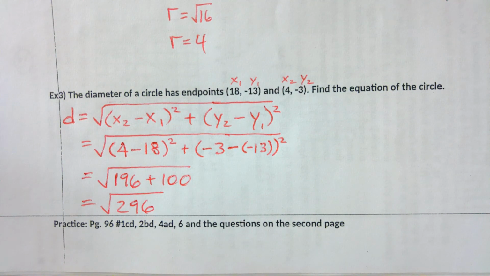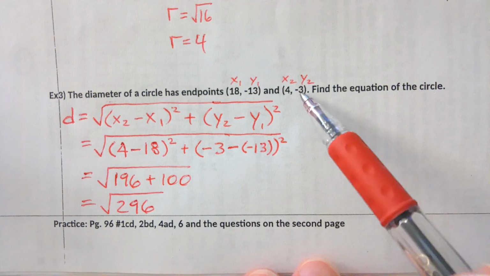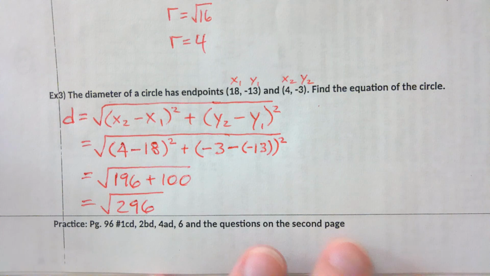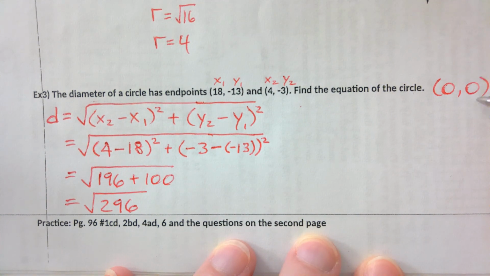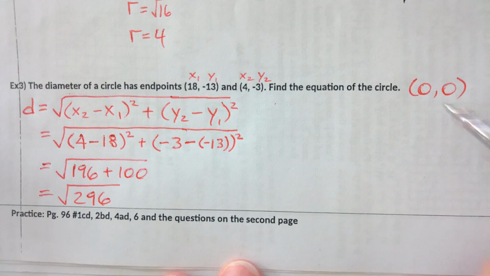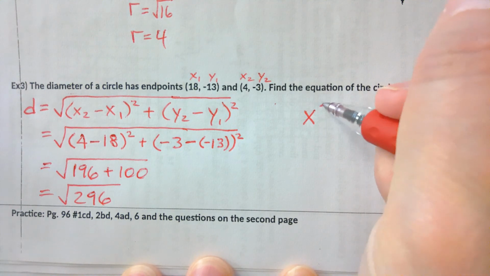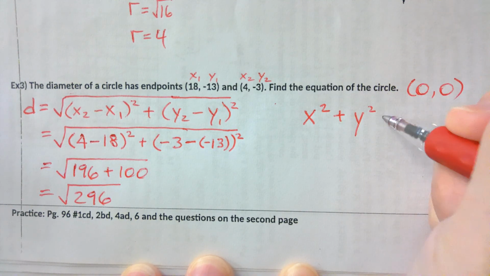Wait, let me write it down. I should have made a change to this question. Technically, your next step is you have to find the midpoint of them. That will tell you the center. But as I said, we'll only focus on the center at 0, 0. So we'll pretend that the center is at 0, 0. So what would your equation be then? x squared plus y squared equals what?